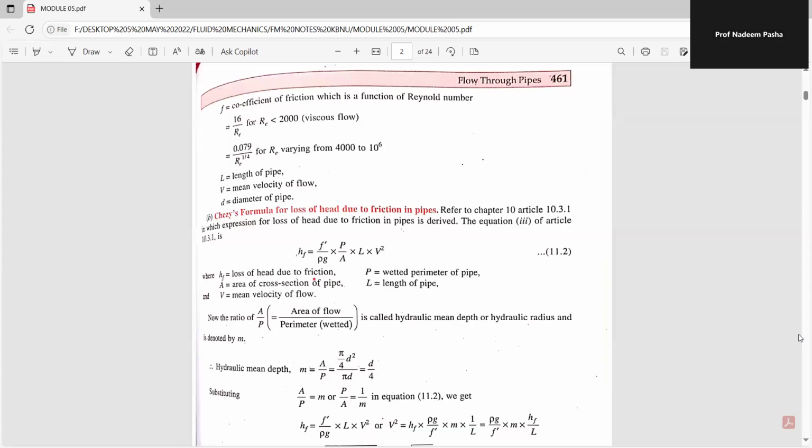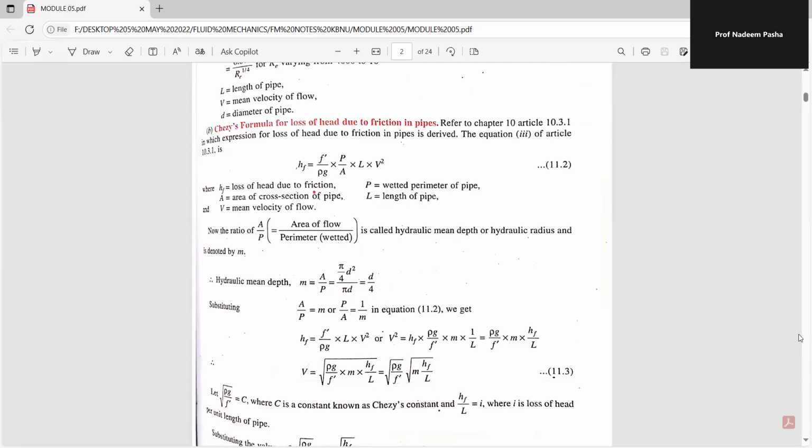Substituting A by P equal to m, or P by A equal to 1 by m, in equation 11.2, what you get is hf equal to f dash by rho g into L into V square, or your V square is equal to hf into rho g by f dash into m into 1 by L, or is equal to rho g by f dash into m into hf by L. So your V comes out to be under root of rho g by f dash into under root of m into hf by L.